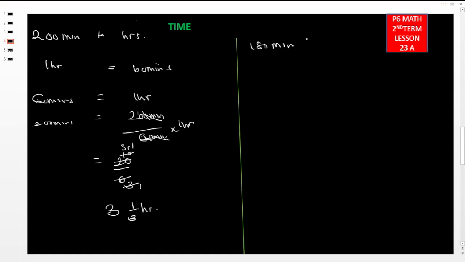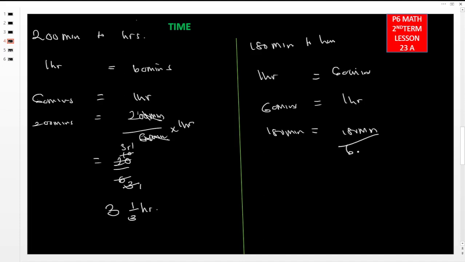180 minutes to hours? So the leading statement, 1 hour is giving us how many? It's giving us 60 minutes. Then, since we are changing from minutes to hours, the leading statement changes to 60 minutes giving us 1 hour. How about 180 minutes given, inverted L, 180 minutes out of 60 minutes times 1 hour.